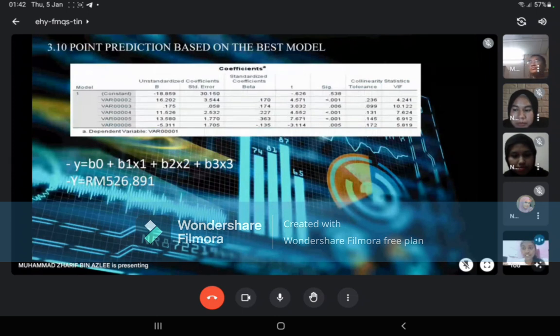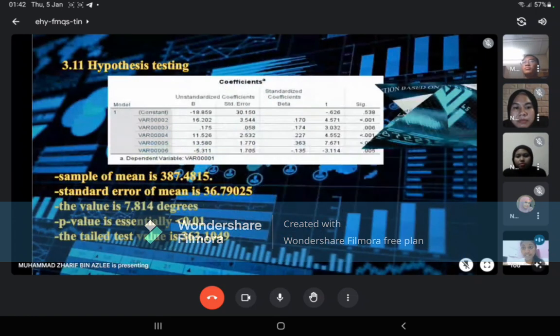Let's continue the presentation by explaining point prediction based on the best model. We used the formula for finding the point prediction based on the best model, which is y equals b0 plus b1x1 plus b2x2 plus b3x3. And we got the answer y equals RM 526.891. Next, the hypothesis testing.